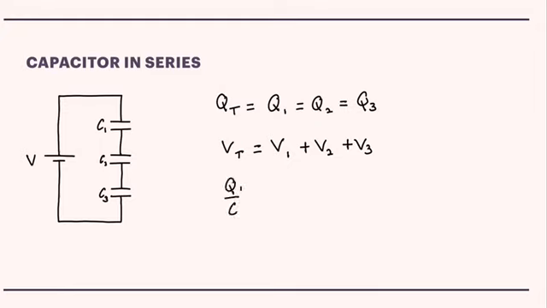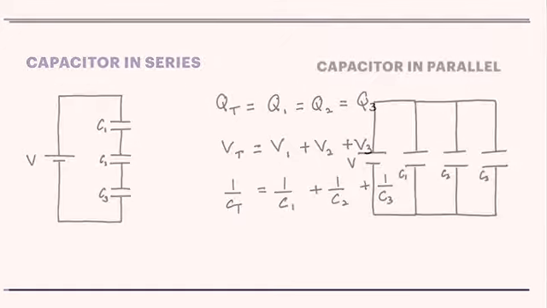If we substitute V equals Q over C in this equation, we end up with the new equation, which is 1 over C total equals 1 over C1 plus 1 over C2 plus 1 over C3.